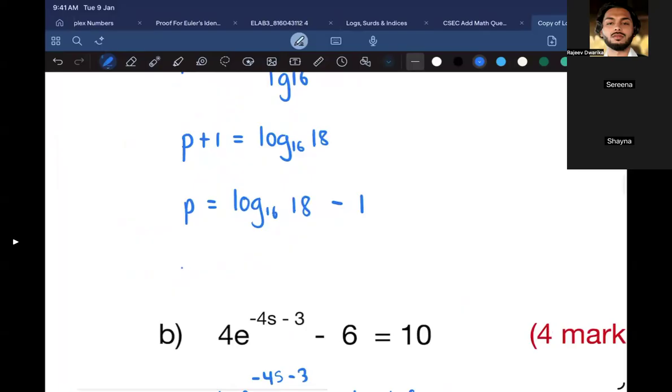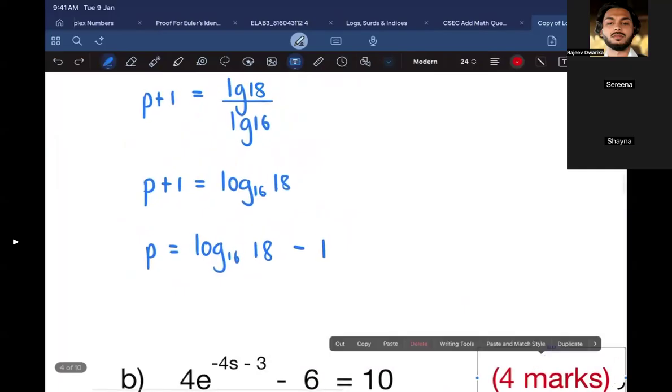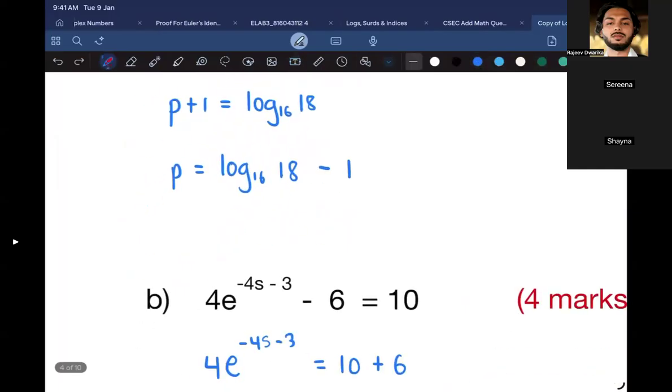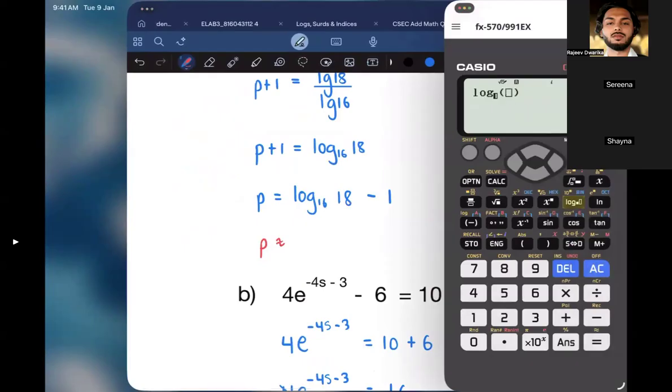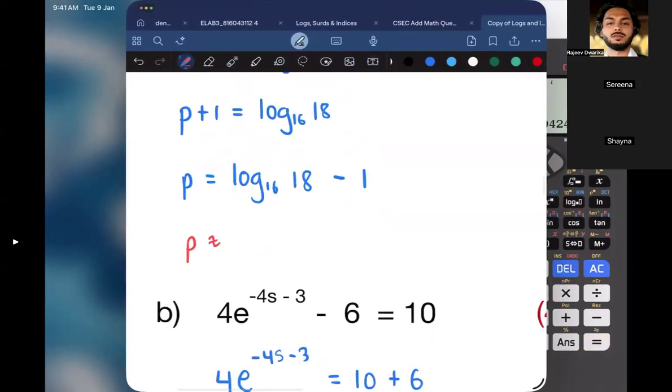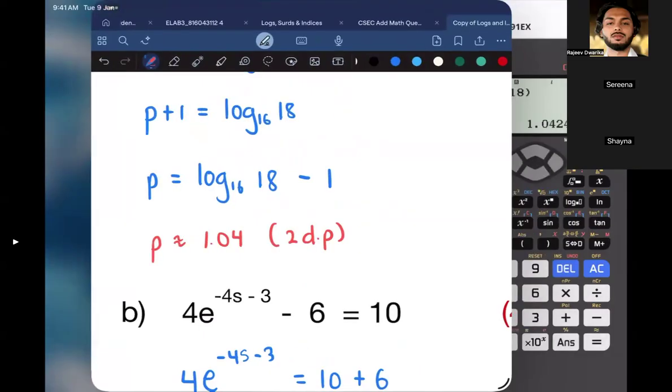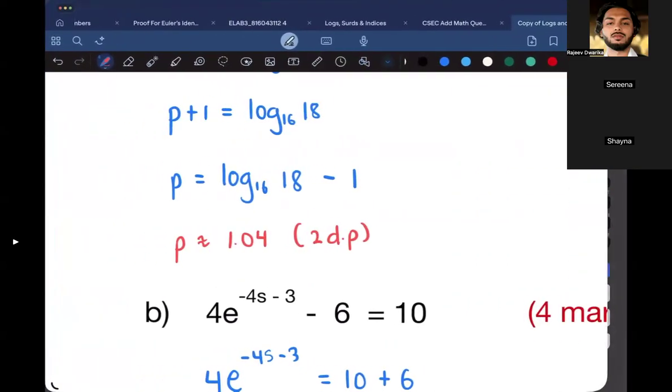If they ask you for the answer to two decimal places, what would it be? Somebody tell me the answer to two decimal places. So log base 16, 18 will be 1.04 to two decimal places. Can any of you confirm that?